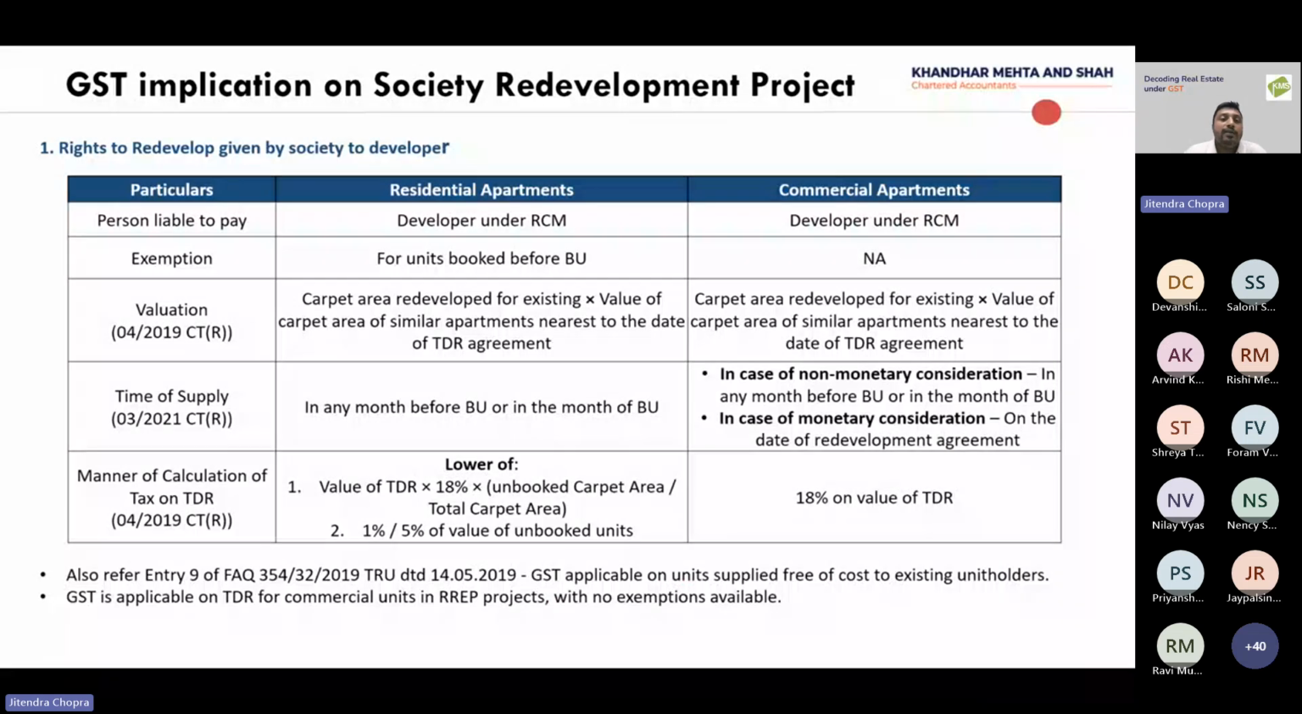So now this is the taxability of the first transaction, development rights transferred by society to developer. In this, the developer will pay GST under RCM on TDR. For residential units, exemption is available to the extent of booked units. For commercial units, no exemption. Valuation will be based on similar apartments. Time of supply for paying tax on development rights will be the time of due or completion certificate date. This is the same as we discussed earlier related to TDR.